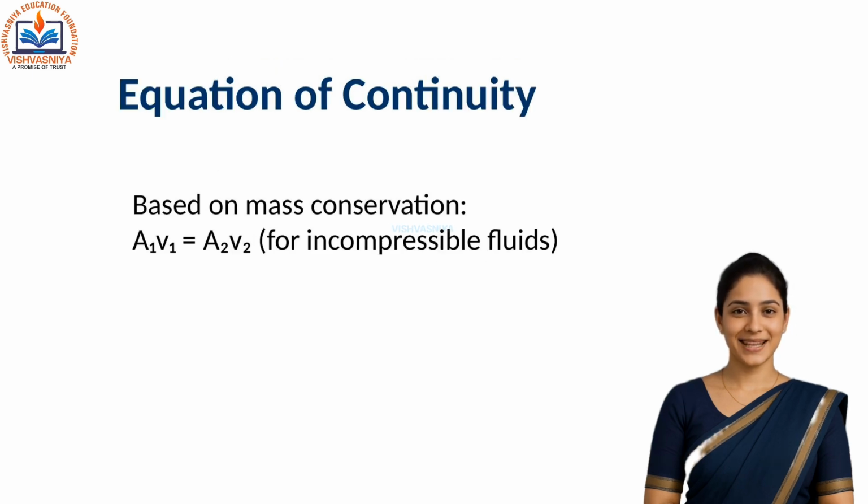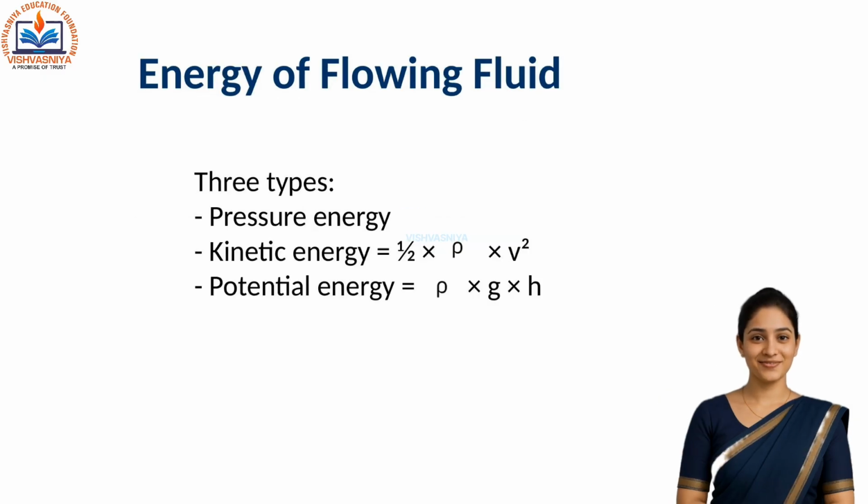This principle is based on mass conservation. For an incompressible fluid, we use area multiplied by velocity equals constant. Energy of flowing fluid. A flowing liquid possesses pressure energy, kinetic energy, and potential energy.